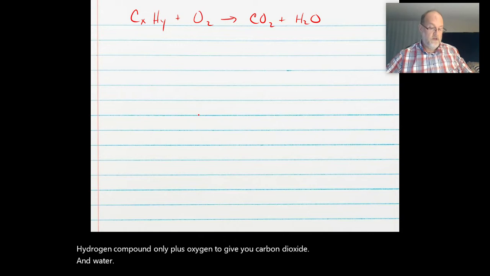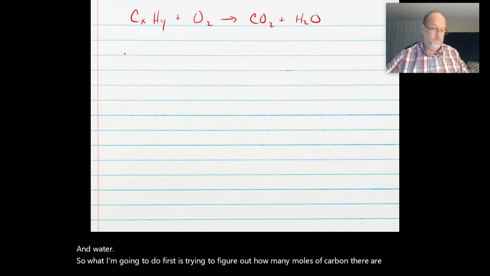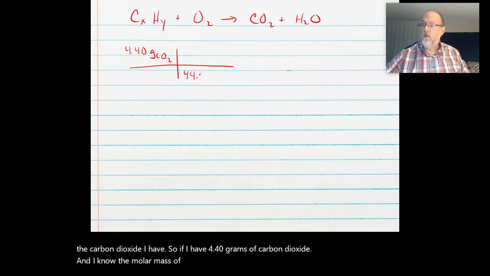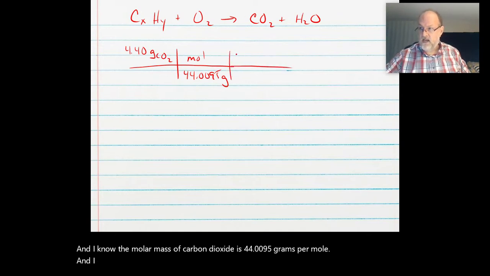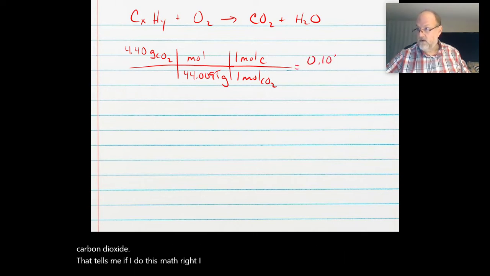So what I'm going to do first is try to figure out how many moles of carbon there are in all the carbon dioxide I have. So if I have 4.40 grams of carbon dioxide, and I know the molar mass of carbon dioxide is 44.0095 grams per mole, and I know that in carbon dioxide there's 1 mole of carbon for every mole of carbon dioxide, that tells me, if I do this math right, I get 0.100 moles of carbon.